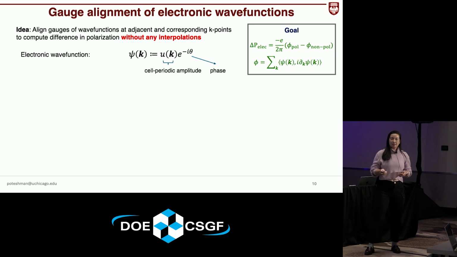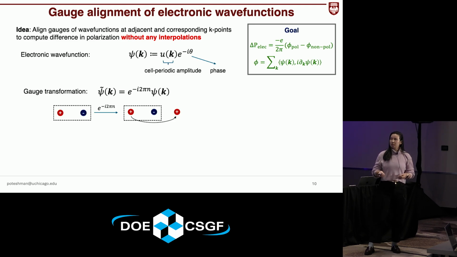And so again, here's our electronic wave functions. We can apply these gauge transformations, which again are related to this translational symmetry in our unit cells. Our charges can be displaced by exactly integer numbers of unit cells, and our charge distribution remains the same. And when we apply this gauge transformation, we observe that if we can figure out n, we can, in some sense, undo this gauge transformation by now multiplying by factors of e to the plus i 2 pi n.